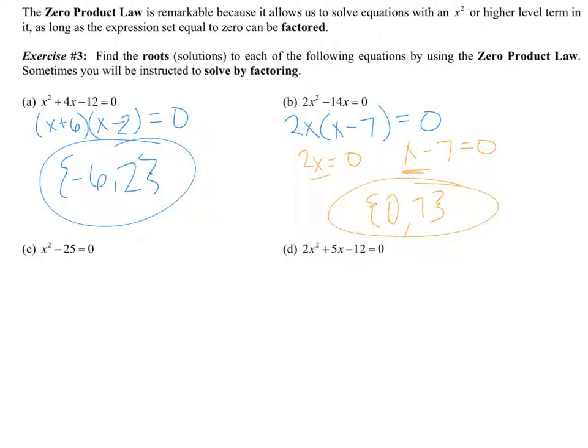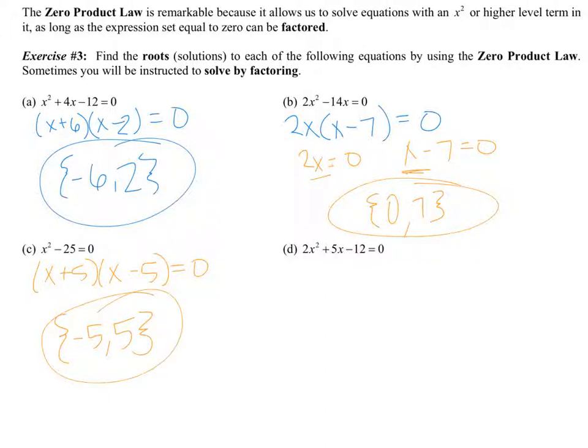Looking at letter C, these are ones you should recognize. The x squared is a perfect square, the 25 is a perfect square, and we have a subtraction in between, which means it's going to be x plus 5 times x minus 5 equals 0. So it will be negative 5 and 5.